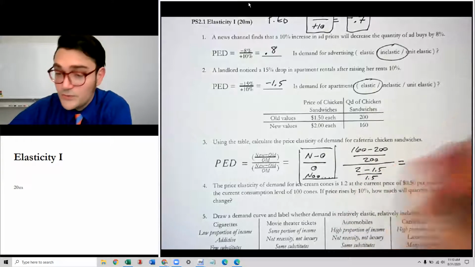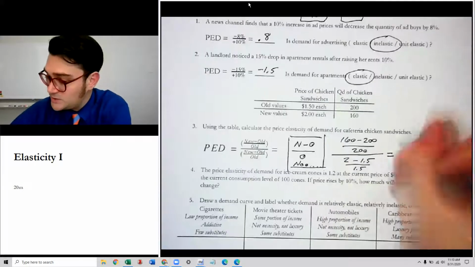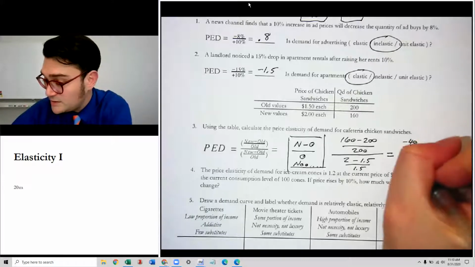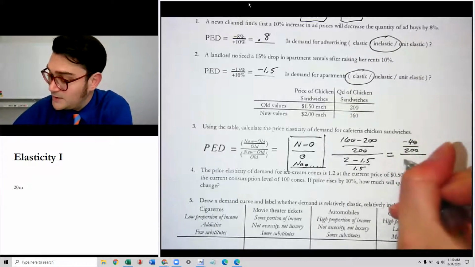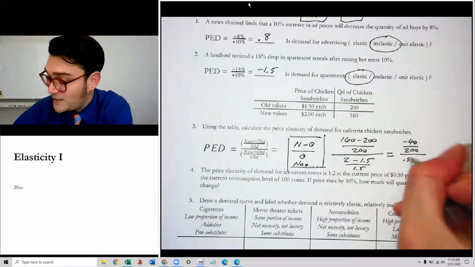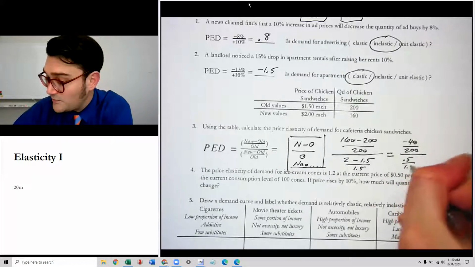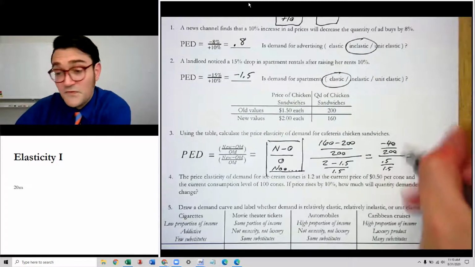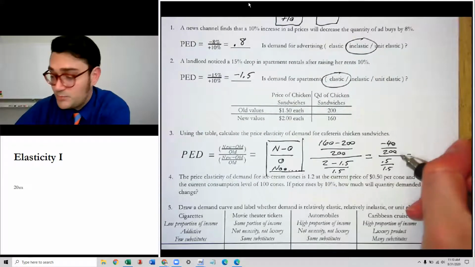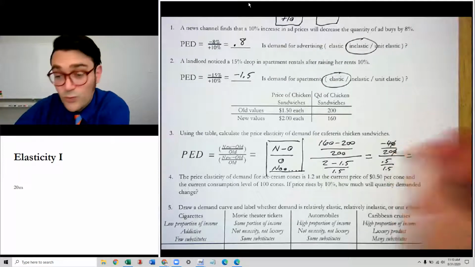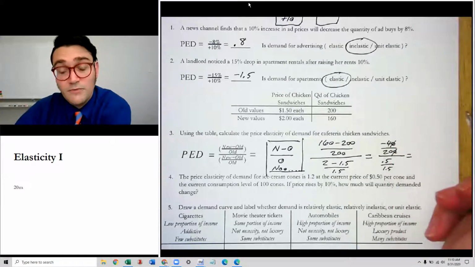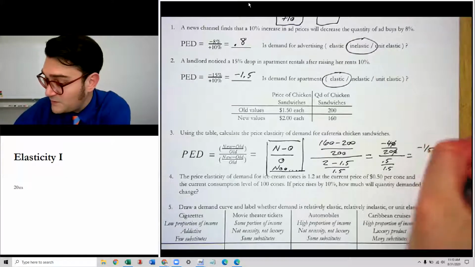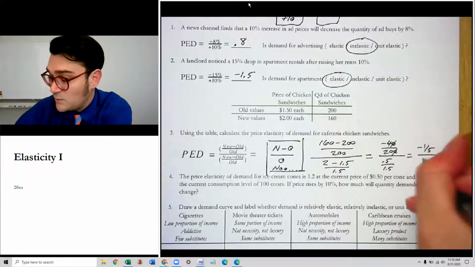Now, I'm going to do a little bit of mathing here. So this is -40 over 200 divided by 0.5 over 1.5. Okay. Now, this is 1/5, right? 40 goes into 200 because you could also do 4 into 20. So 4 goes into 20 5 times. So there's 1/5. So we have -1/5 divided by 1/3.